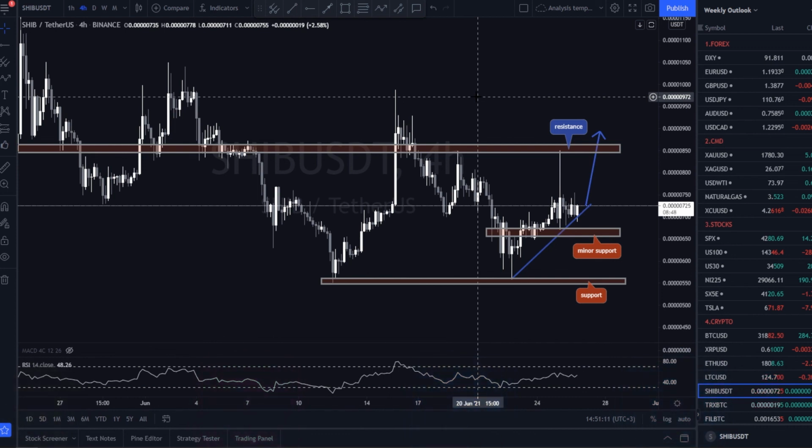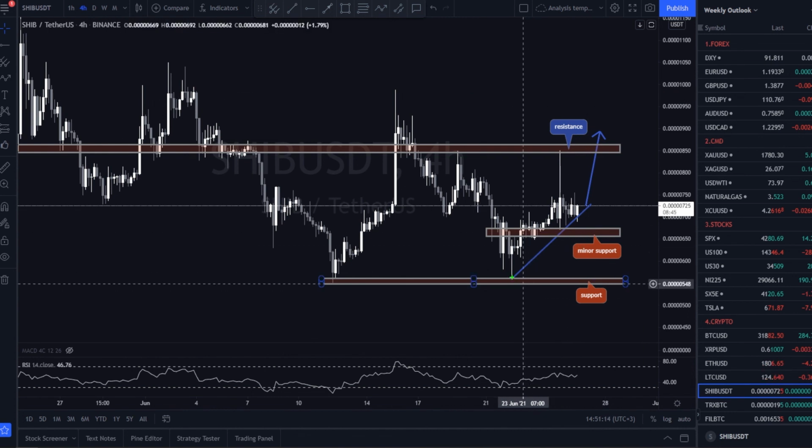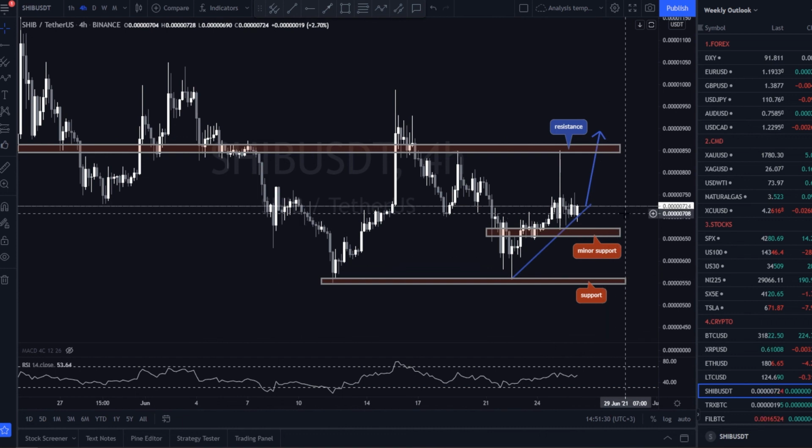From a technical perspective, Shiba Inu created a new low on the 12th of June. After that, we saw a move to the upside that was sharp and then a very deep retracement. Now, the price is consolidating for the next move up. We give a higher probability for the price going higher than falling to retest the low, although we should not exclude that option either.